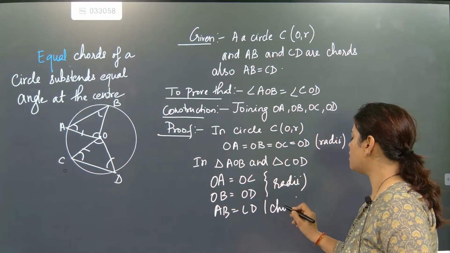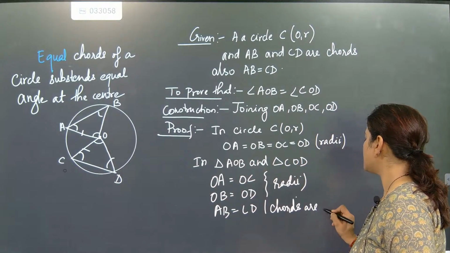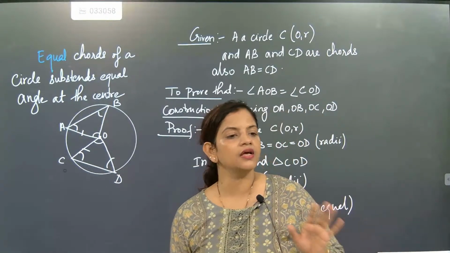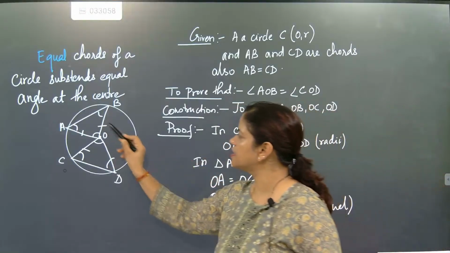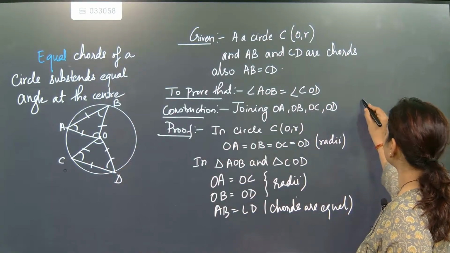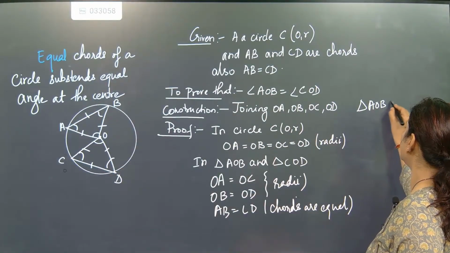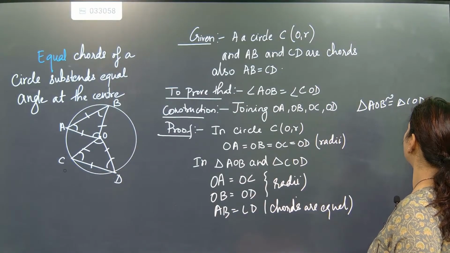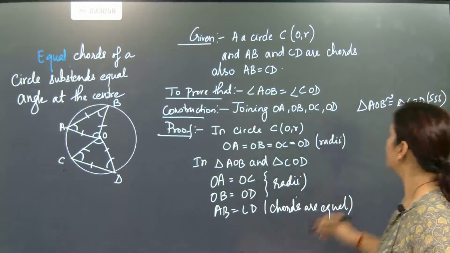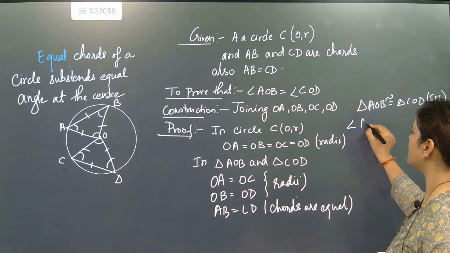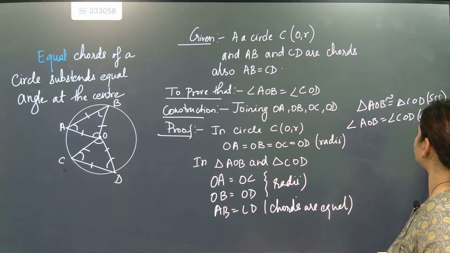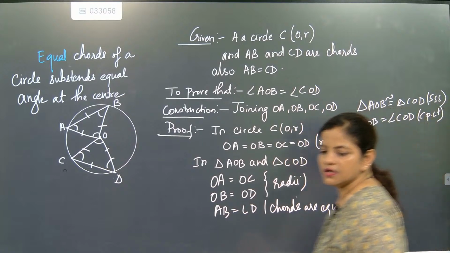We'll write chords are equal. So when chords are equal, all three sides are equal. So we will say triangle AOB is congruent to triangle COD by side, side, side. Then by CPCT what are we going to say? Angle AOB is equal to angle COD by CPCT. Understood? Note down please.